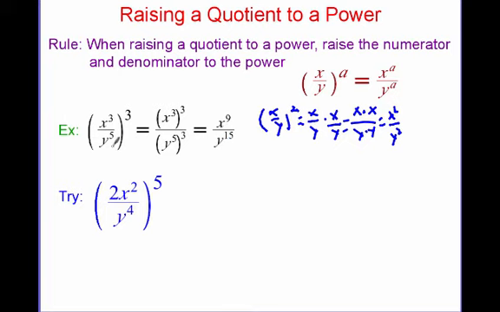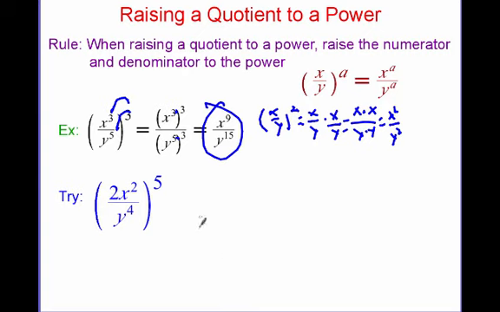So let's look at this example here. I've got x cubed over y to the 5th, cubed. So I distribute out this cubed, and I get x cubed cubed and y to the 5th cubed. Power to a power says these two things get multiplied together. X cubed cubed is x to the 9th, 3 times 3 is 9. Y to the 5th cubed, 5 times 3 is y to the 15th. So my answer is x to the 9th over y to the 15th.